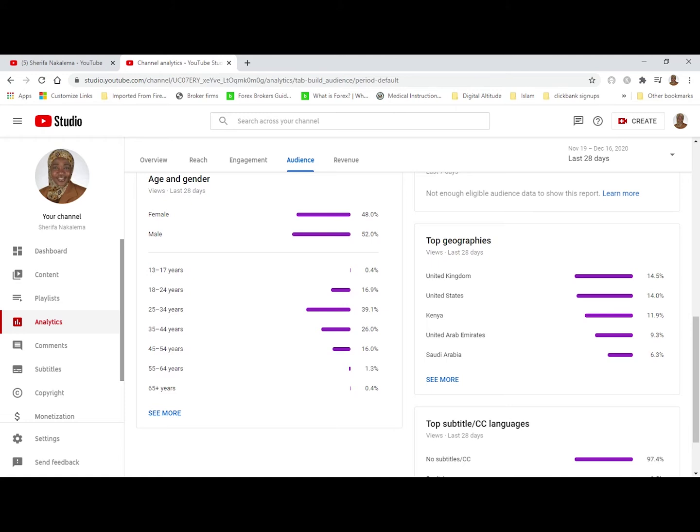I have UK, United States, Kenya. These are the top ones in the past 28 days. But now we want to get into detail. You click on see more. I'm starting with the countries, or they call them geographies. I'll come back to the age and gender next, but let's do this first. So see more on the countries or geographies.